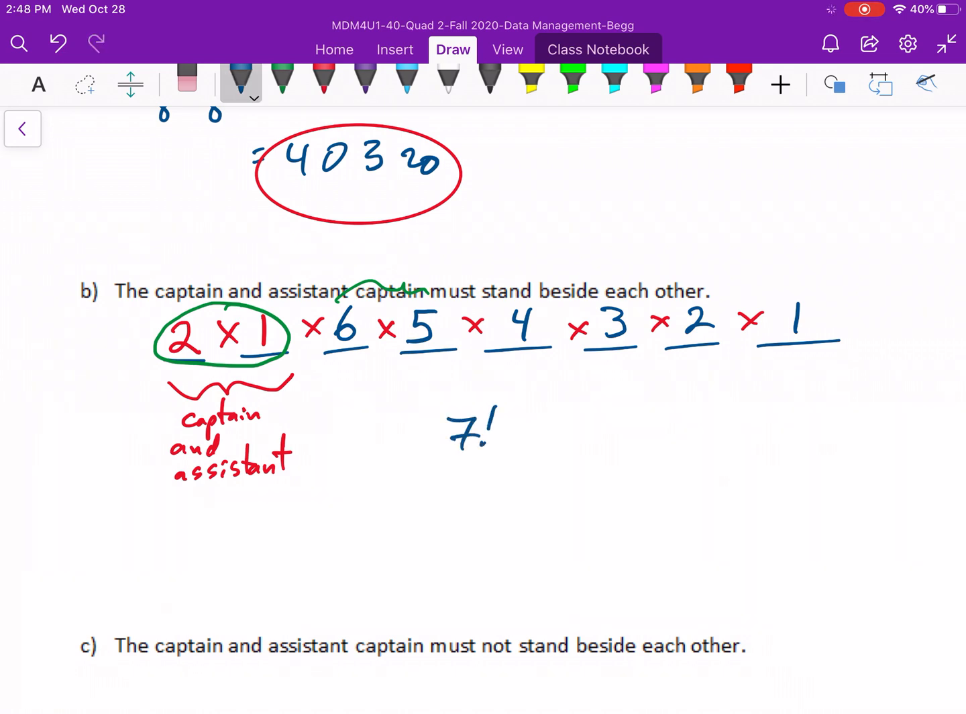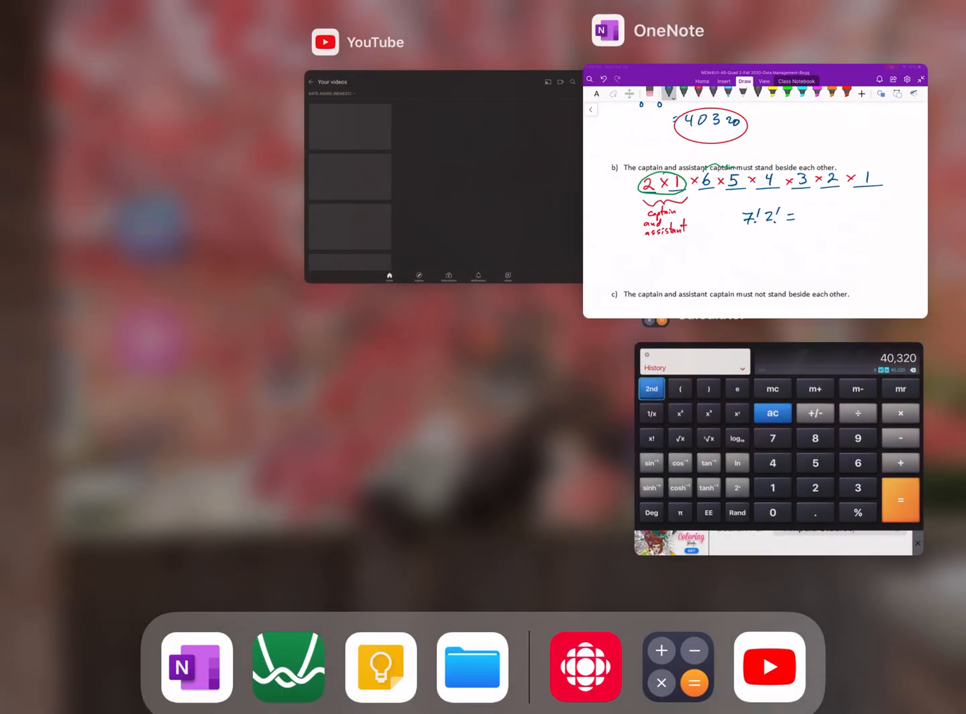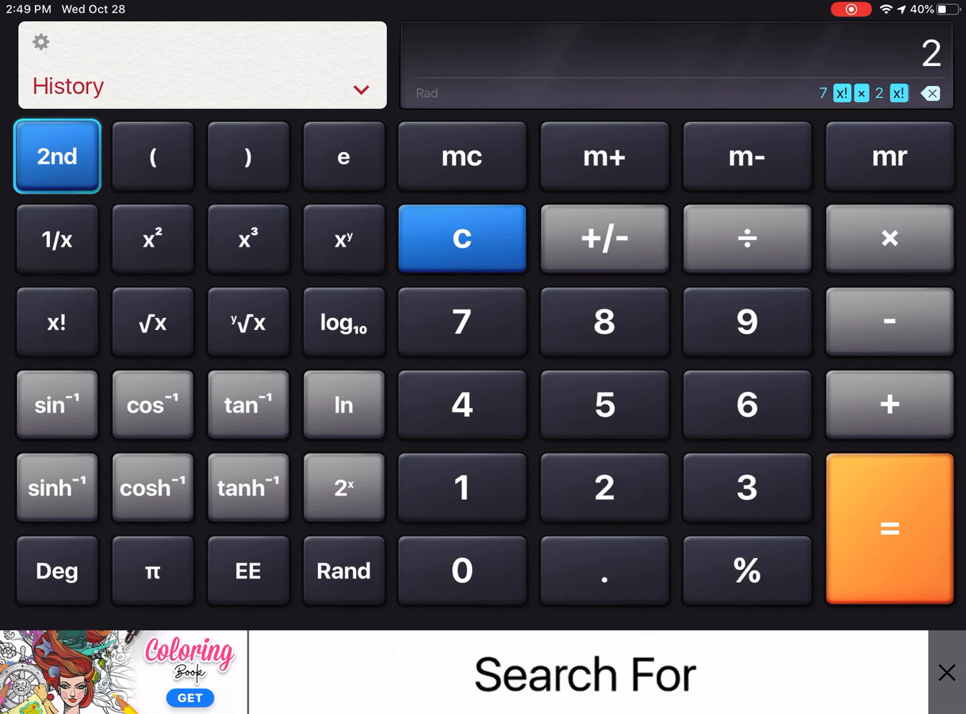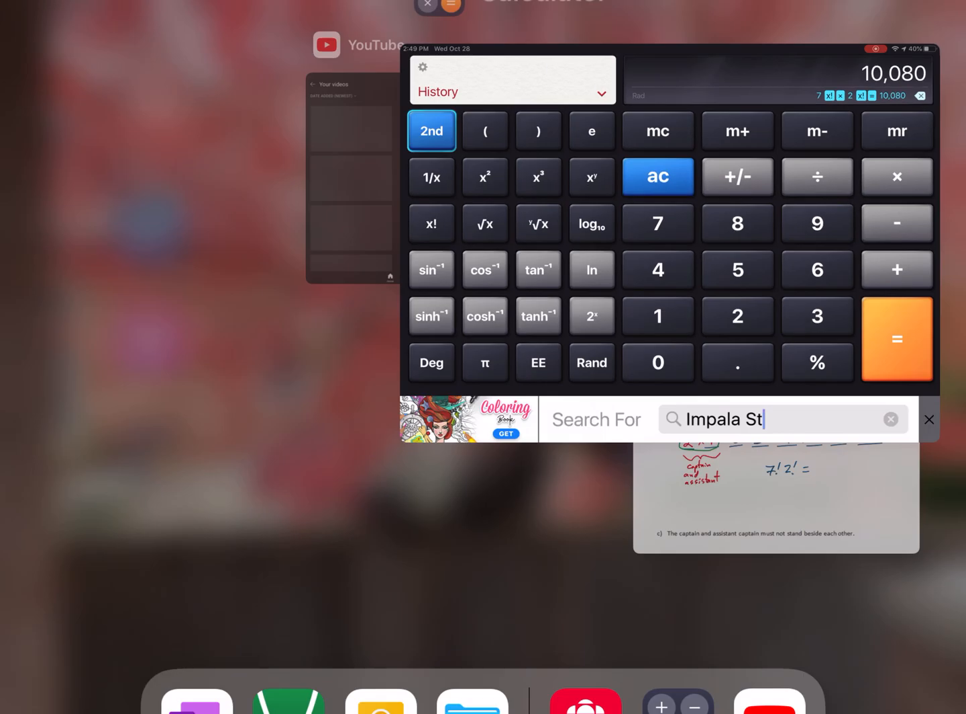And then within those 7 objects, I've got this captain and assistant, and they can be in any order. I can arrange those two by 2 factorial. Okay, back to 2 factorial. That will get me the same answer. 7 factorial times 2 factorial, or just 7 factorial times 2 will give me the correct answer. 10,080.